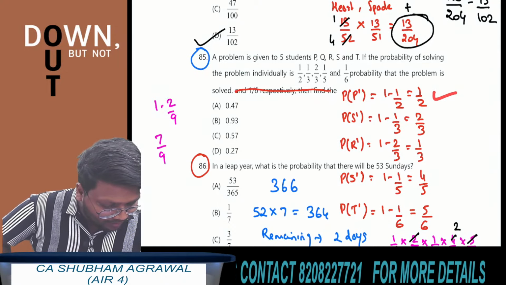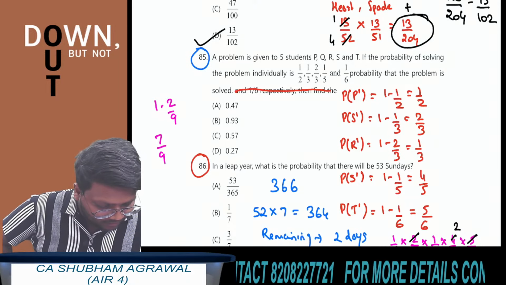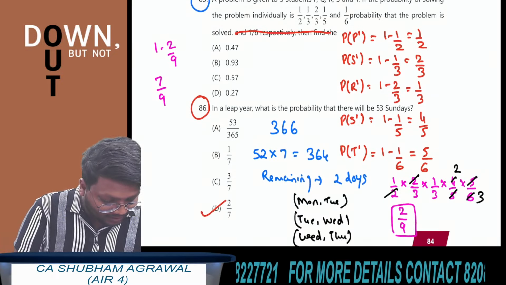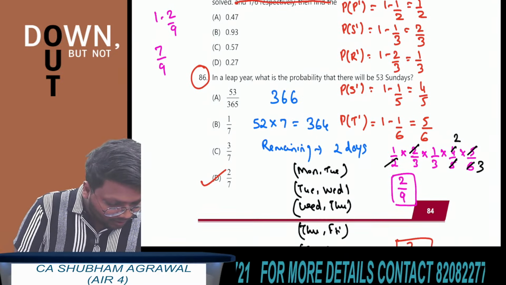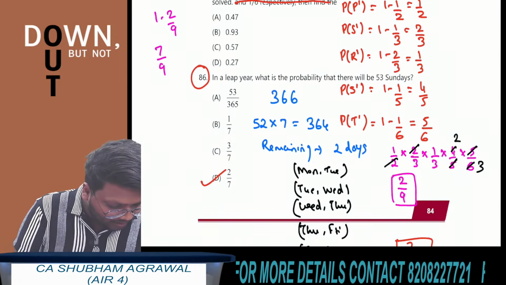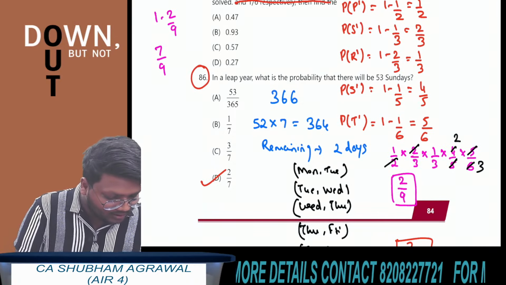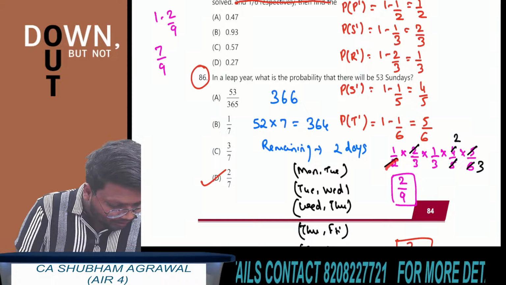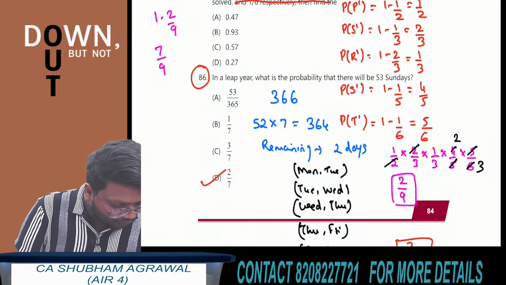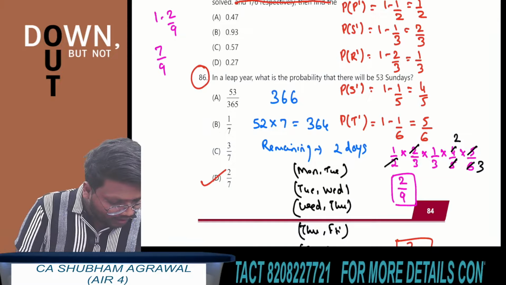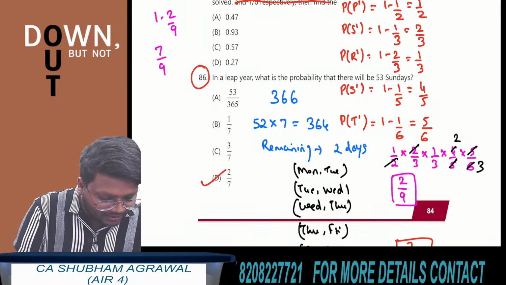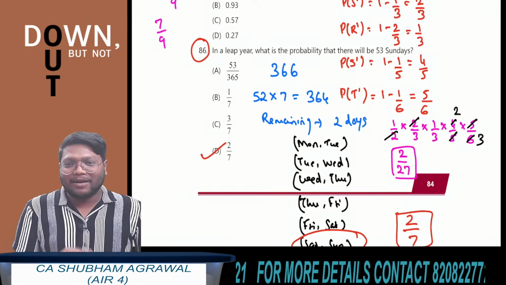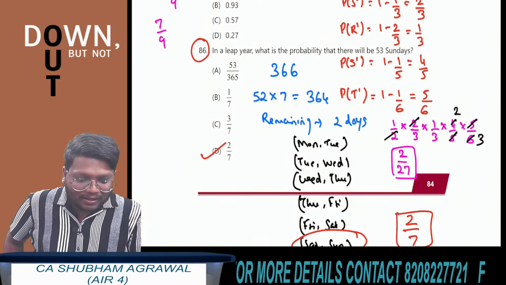1 minus 1 by 2 is 1 by 2, correct. 1 minus 1 by 3 is 2 by 3. 1 minus 2 by 3 is 1 by 3. 1 minus 1 by 5 is 4 by 5. And 1 minus 1 by 6 is 5 by 6. Now 1 by 2 multiplied by 2 by 3 multiplied by 1 by 3 multiplied by 4 by 5 multiplied by 5 by 6. This 5 gets cancelled. And also this 2 gets cancelled. 2 2s are 4 and 2 3s are 6. So you're getting 2 in the numerator. And 3 multiplied by 3 multiplied by 3 is 27. Okay, I have made a multiplication mistake. 3 multiplied by 3 multiplied by 3 is 27.